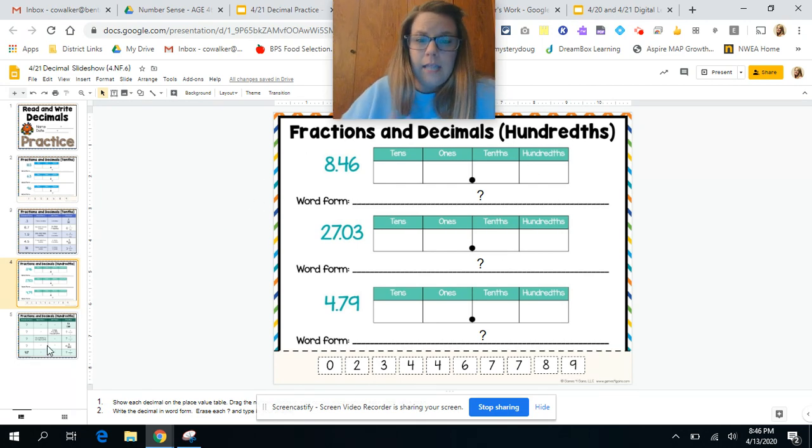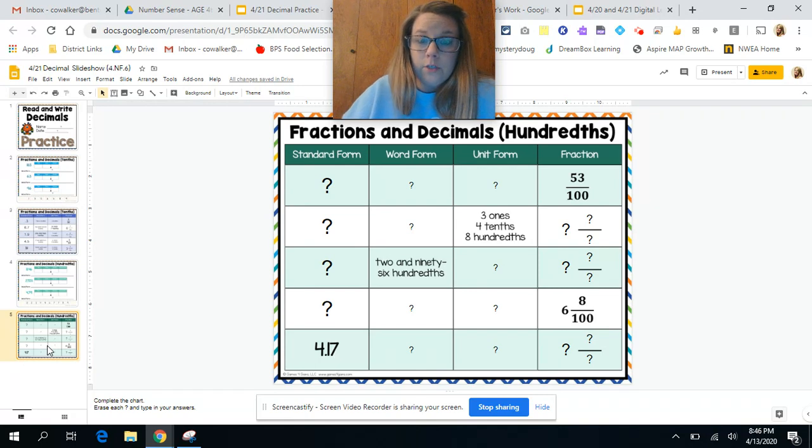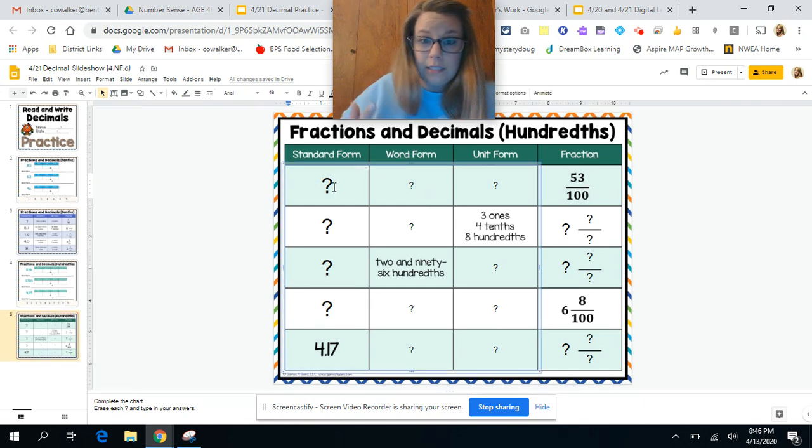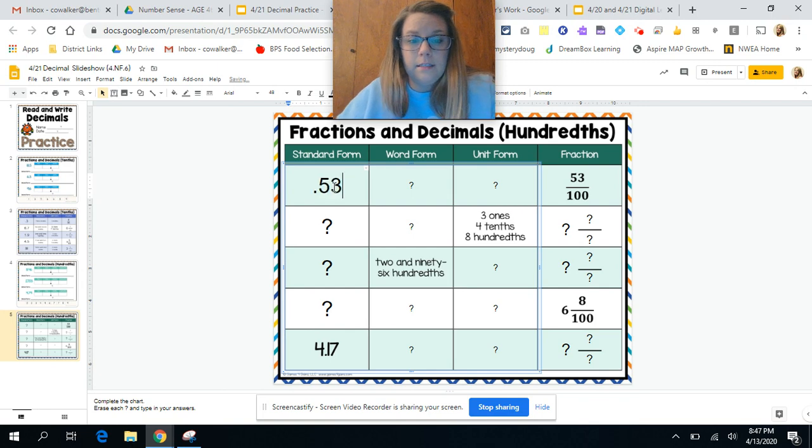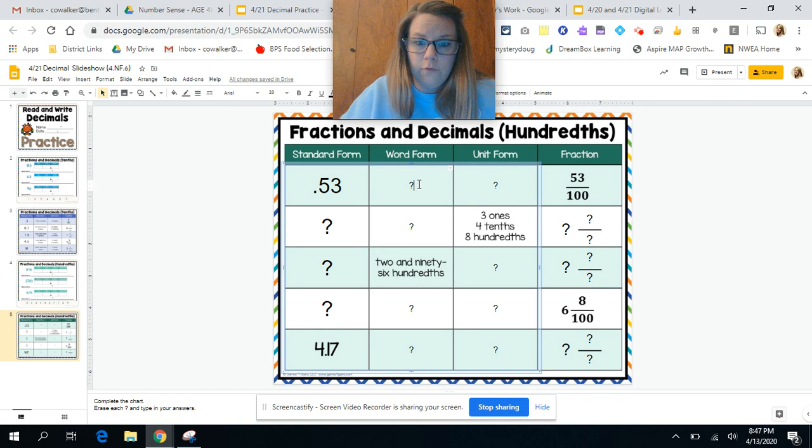So let's do the same type of grid that we did for tenths, but we're going to do it for hundredths. And then I'm going to give you some practice looking at a model and letting you work through that. So let's do this one together. If I have 53 hundredths, so basically it's asking you, if I have 53 cents out of a dollar, how would I write that? It would be 53 hundredths. You're going to say the same thing for the word form, so you're just going to say 53 hundredths.